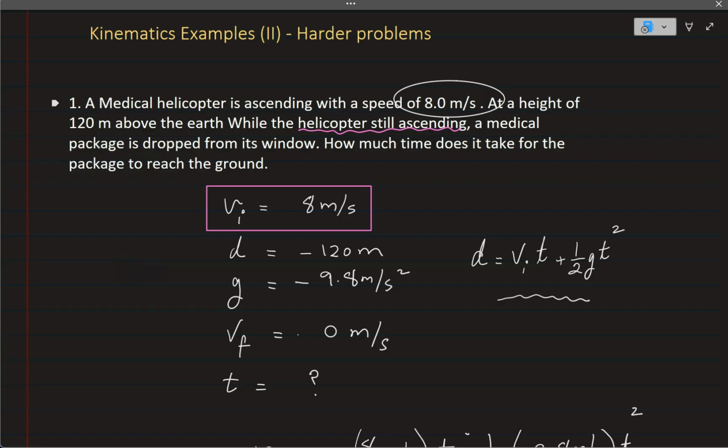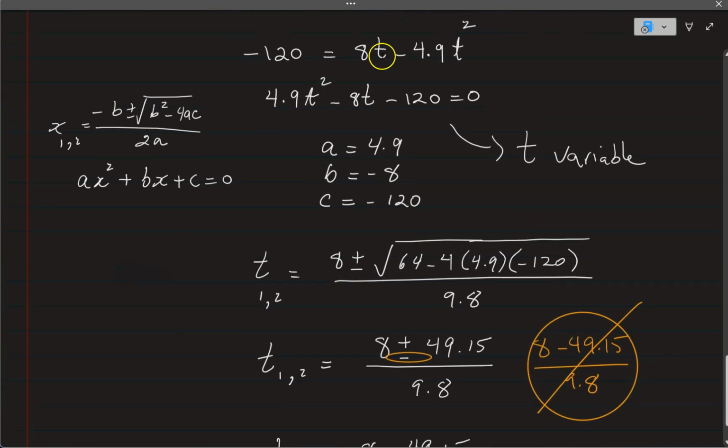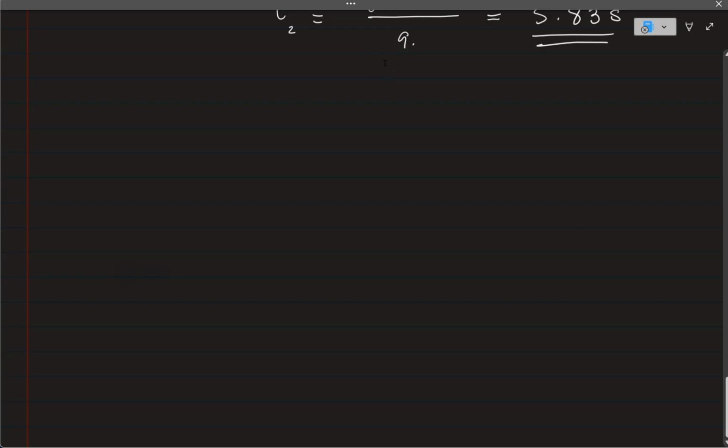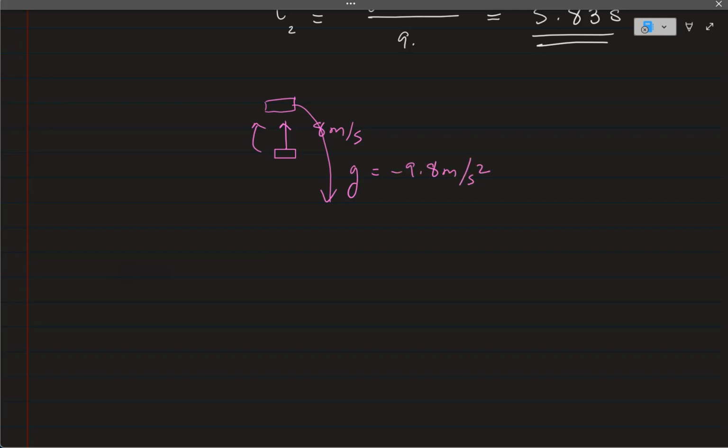Think of this package as actually moving up, right? So here it is. I'm releasing this package right there, but the package is still going to move up at 8 meters per second, so it moves up a little while, for a fraction of a second, before gravity pulls it down. G, which is negative 9.8 meters per second squared, pulls it down. But within that fraction of a second, it is still going up.